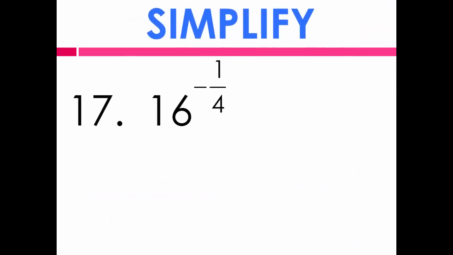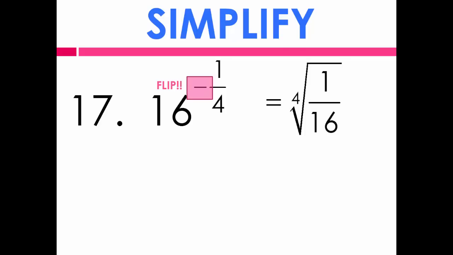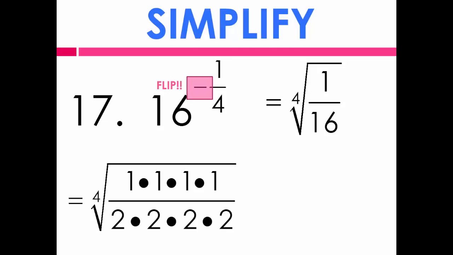Let's try another negative. The first thing we need to do is take care of the negative. The negative exponent causes the 16 to flip, so it will be 1 over 16. Now rewrite it. Prime factor it. Again, that 1 is a perfect 4th root. Everything has 4 of a kind, so we're working with 1/2.